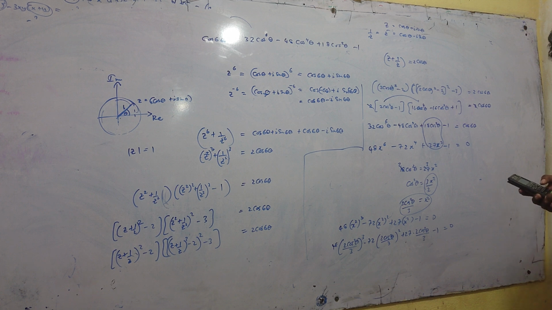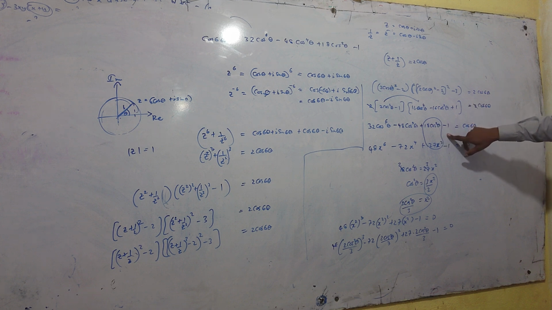How do you get that? What's wrong with the substitution? 48 into 120. Is there something wrong with this substitution? 9 into 2, 9 into 3.